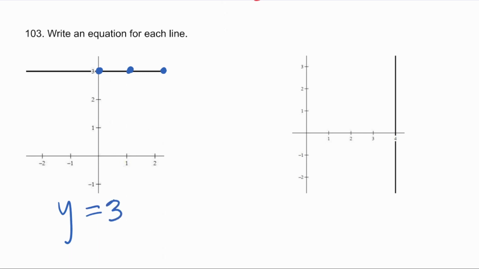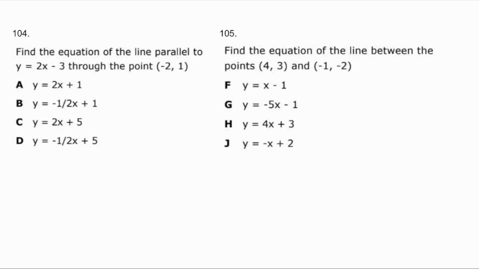Then we can do the same thing over here. If we remember that vertical lines have an equation x equals a number, then that's great. But if not, we can plot some points and say, okay, what is common to all these points? Well, they all have the same x-coordinate. They all have x-coordinate equal to 4. And so that's going to be the equation of my line.